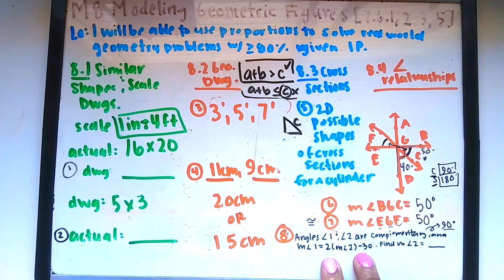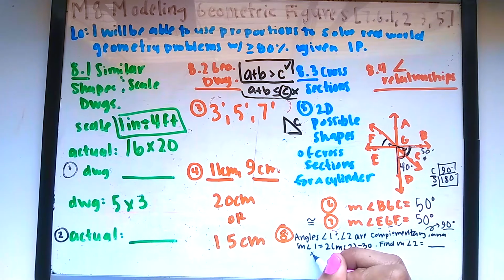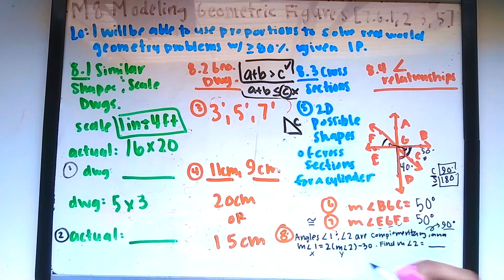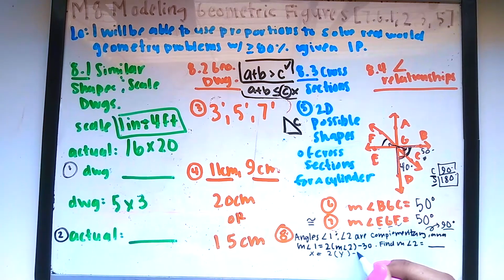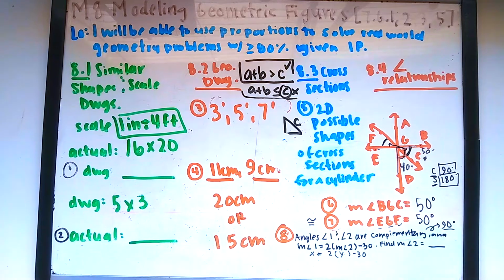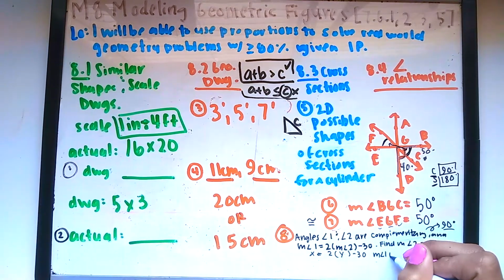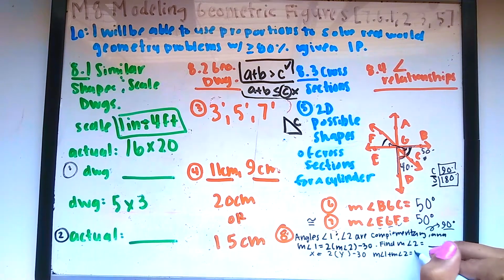So we're given those two angles, and we know that the measurement of angle 1 equals 2 times the measurement of angle 2 minus 30. We need to find the measurement of angle 2, and they are complementary. So I'm just gonna give them names. I'm gonna call angle 1 X, and angle 2 I'm gonna call Y. So I know that X equals 2 times Y minus 30, right? Now, we know that the measurement of angle 1 plus the measurement of angle 2 equals 90.